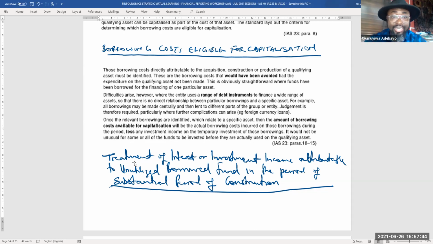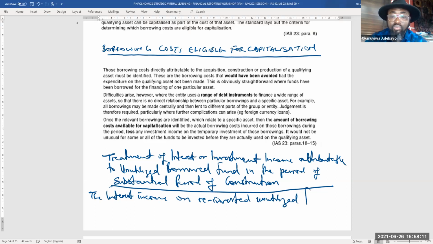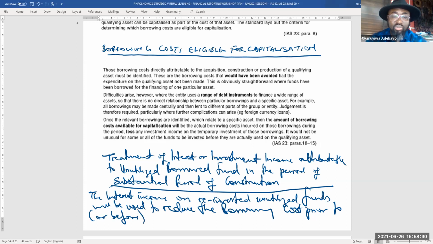Which then means that in that case, the interest income on reinvested unutilized funds will be used to reduce the borrowing costs prior to, or before, capitalization. On that premise, we'll look at this question.